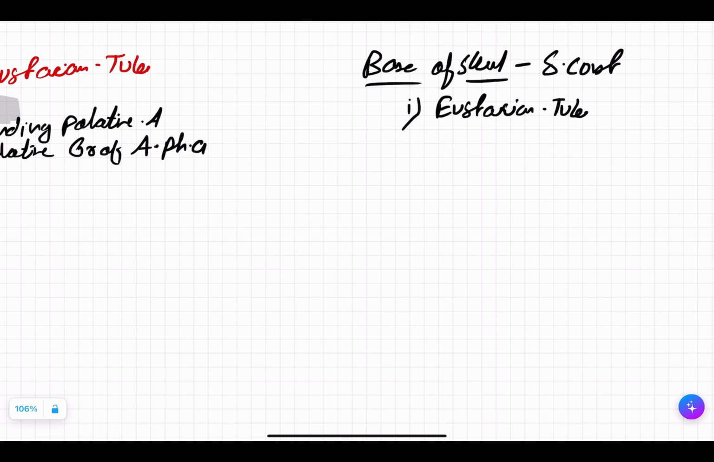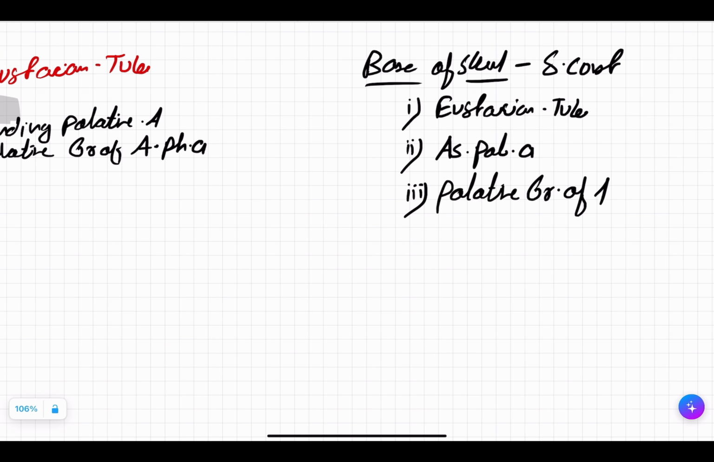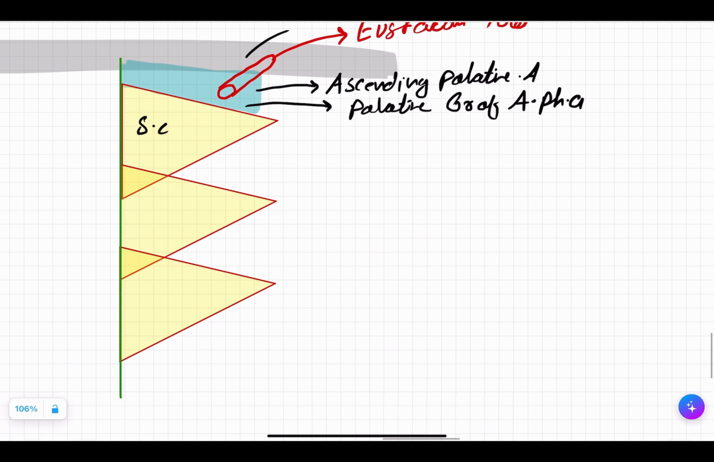Second is your ascending palatine artery, and third is palatine branch of ascending pharyngeal artery. Got it? Now, between the superior constrictor and middle constrictor, you will have a few structures which will go inside.